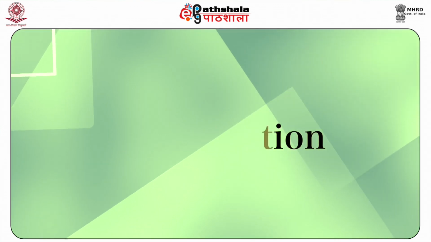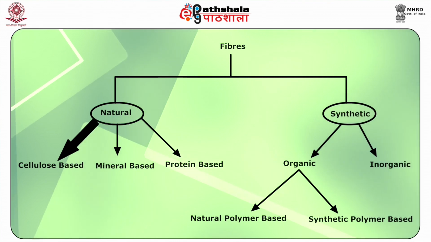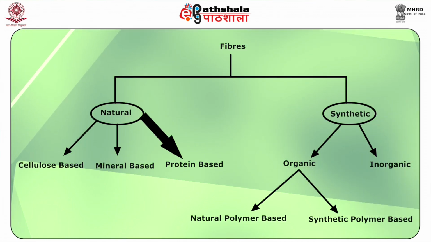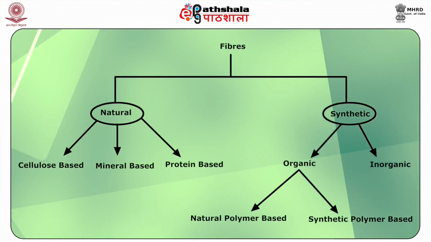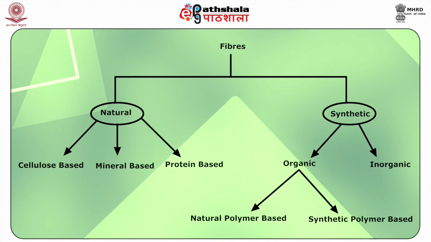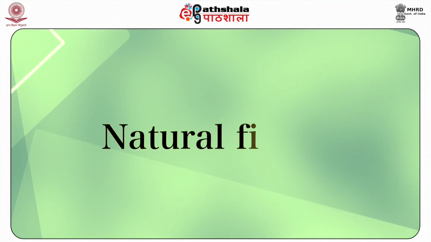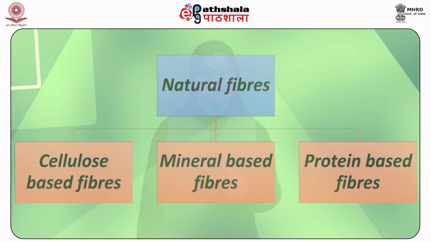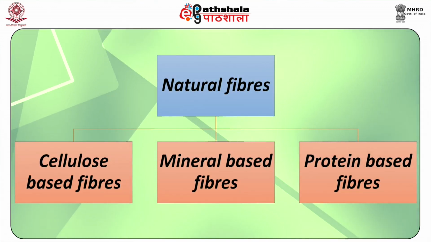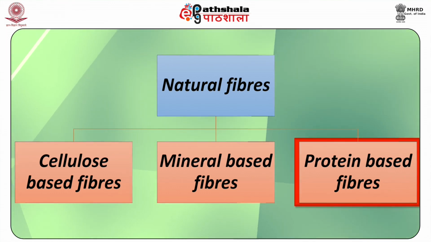Fibers can be classified. They can be natural or synthetic. Natural fibers can be cellulose-based, mineral-based, or protein-based. Synthetic fibers can be organic or inorganic, wherein organic fibers can further be classified as natural polymer-based or synthetic polymer-based fibers. Natural fibers. Any fine hair-like substance obtained from any natural source is a natural fiber. They are further grouped into three broad categories: cellulose-based fibers, mineral-based fibers, and protein-based fibers.